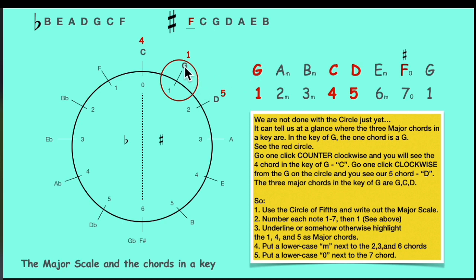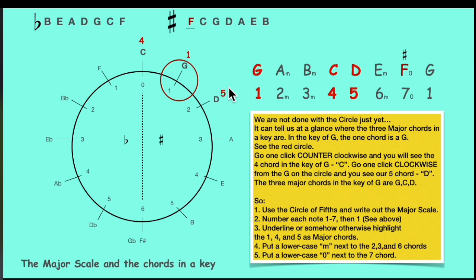Then go back to G. G is your 1 chord. And you go clockwise 1 click. And then you have D. D is the 5 chord. So you can look at the circle of fifths and see right away in any key what are the primary chords, the major chords. I call them primary because those are the building blocks of songs.